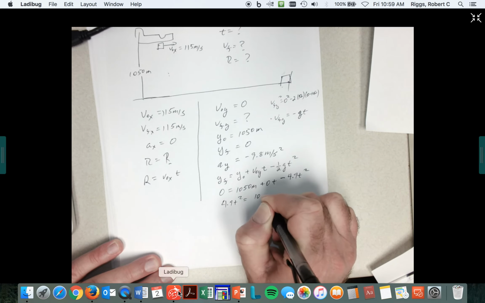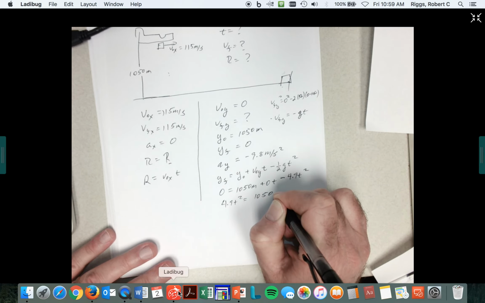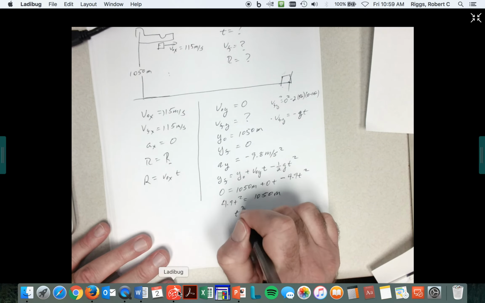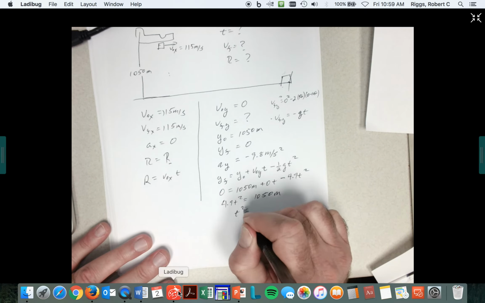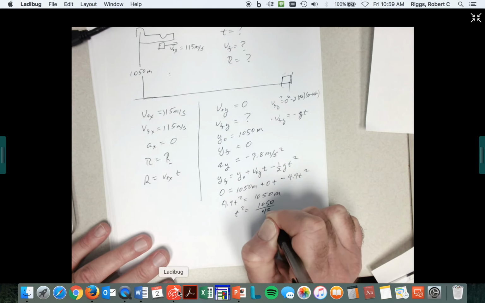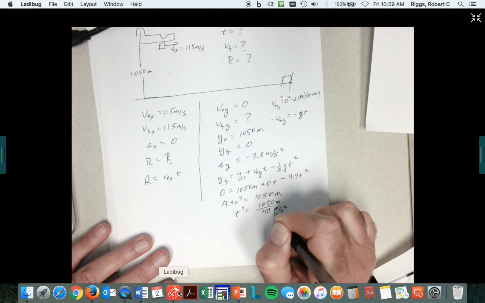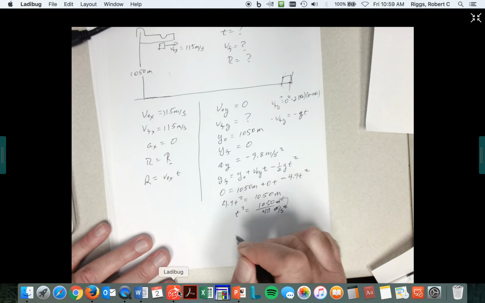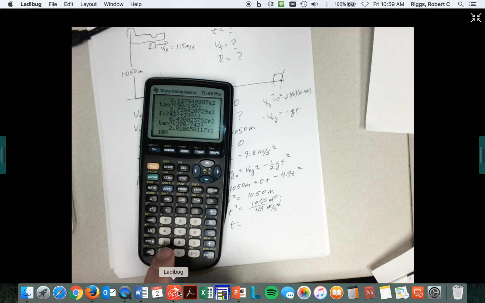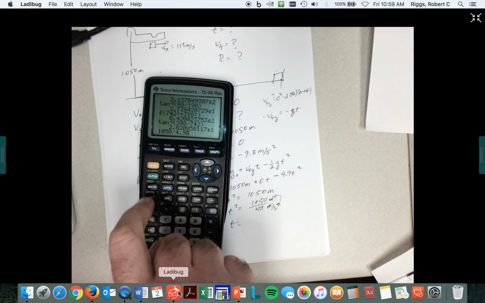I get 1050 meters. And so t squared is equal to 1050 over 4.9. See, this is meters and this is meters per second squared, so that cancels. That goes up here. Take the square root. 1050 divided by 4.9, square root.